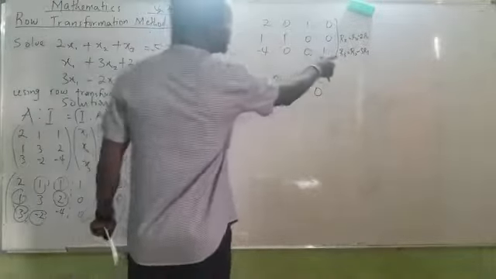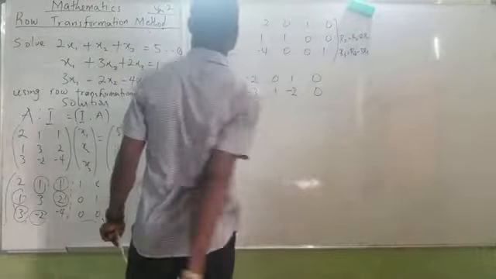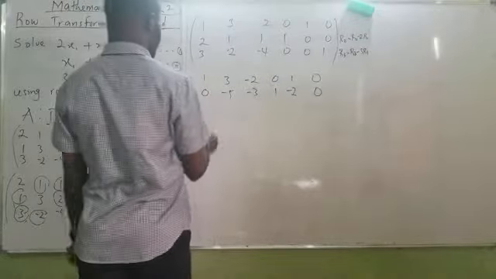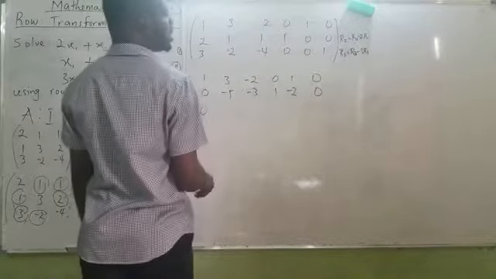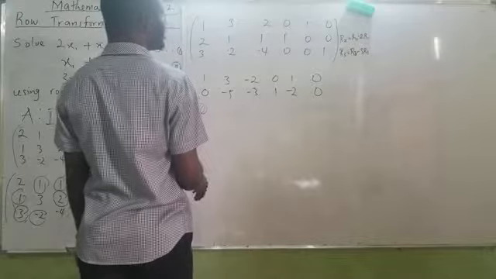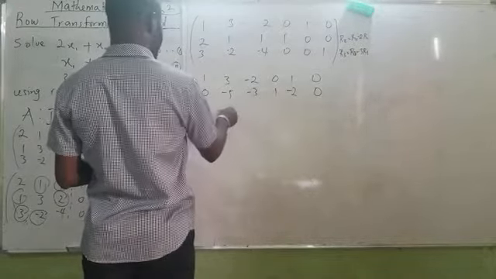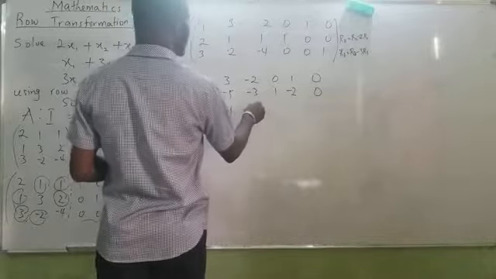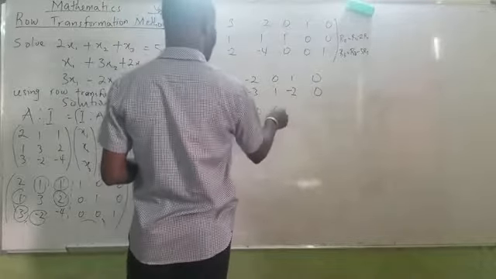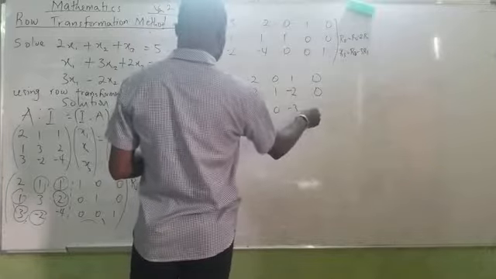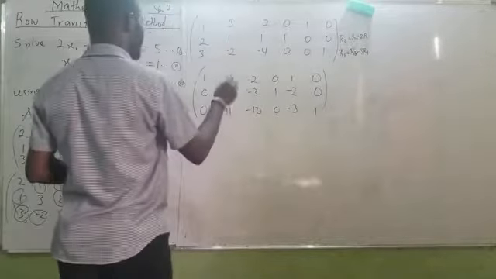And the next one is row 3 minus 3 row 1. Here will be 0. 3 times row 1, that will be 9, that will be minus 11. And here will be minus 10. I'll be having 0, minus 3, 1. That is what I'm going to be having there.